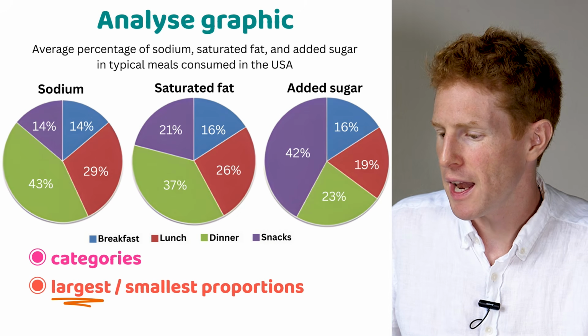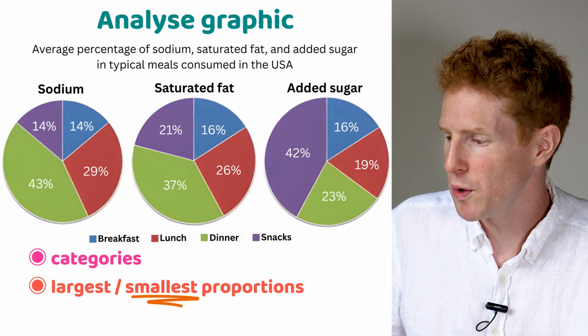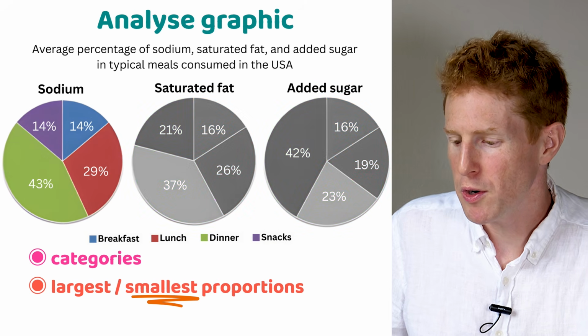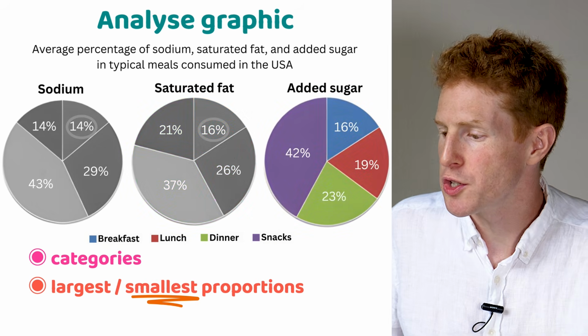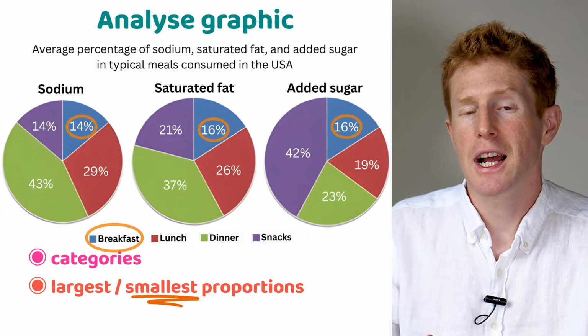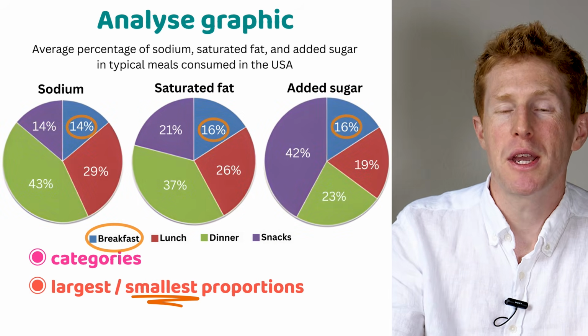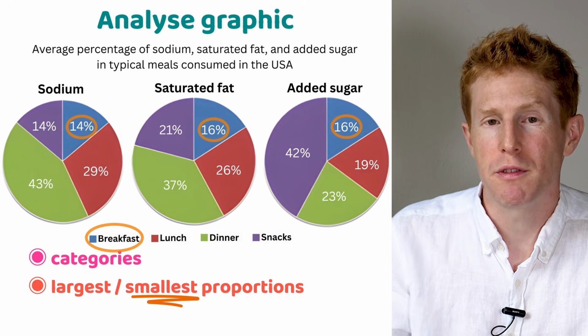And then if we look then at the smallest, we'll notice that for sodium, we've got breakfast. For saturated fat, we've got breakfast. And added sugar, we've got breakfast. So breakfast is actually always the meal with the lowest amount of all of these nutrients. So I would make sure to mention that.